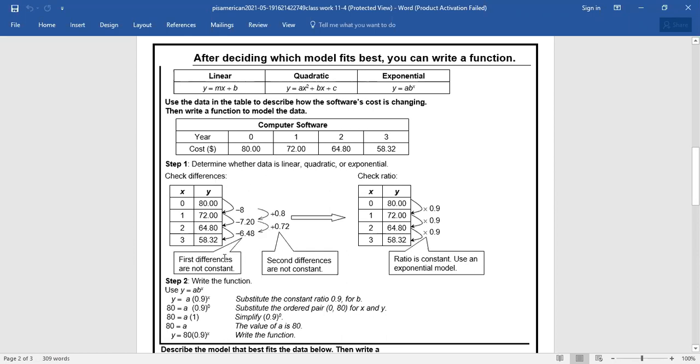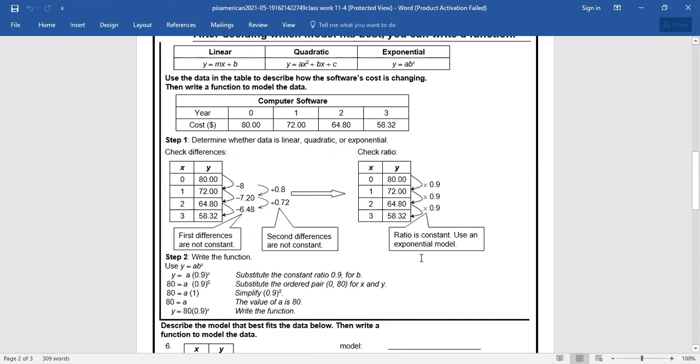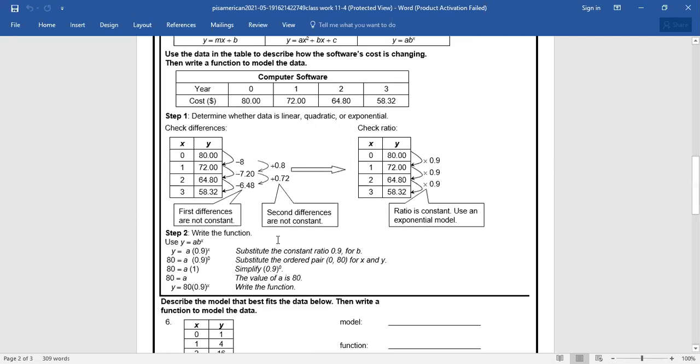If we find that the first difference or the second difference are not constant, then this one will not be linear or quadratic. So we will try with the third one, which will be 0.9. So this one, the ratio is constant. Then we will say that this one will be an exponential model. Then I want to write the function. So we said that the function, we can write it a b to the x, and a represents the starting amount, and 0.9 will be the ratio.